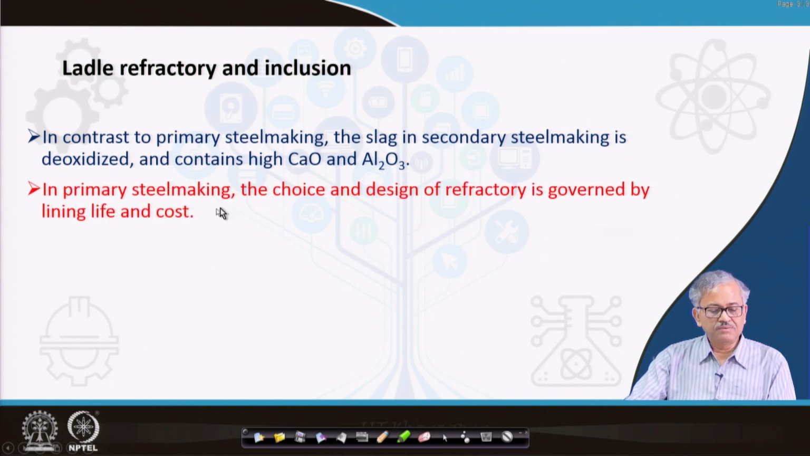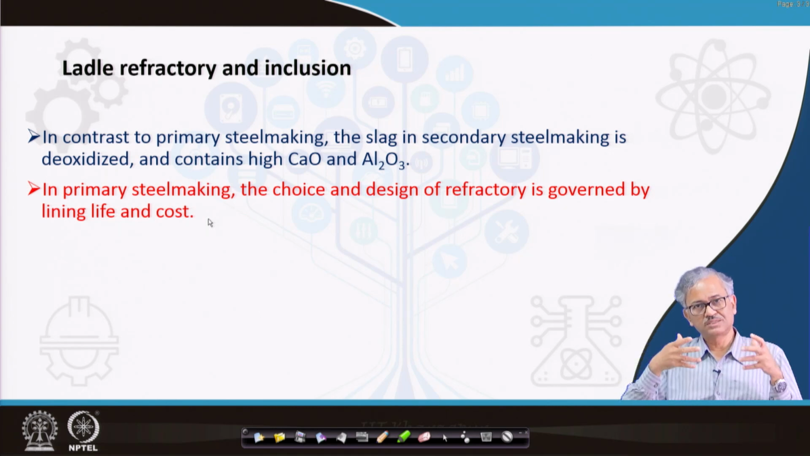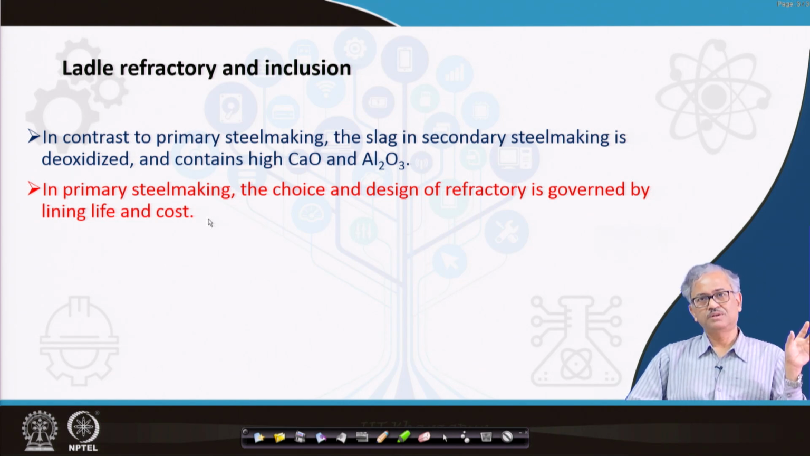Second thing is that in primary steel making, the choice and design of the refractory is governed by the lining life and the cost of the process. In addition to that, in secondary steel making, you also have to give attention to the quality of steel because of the refractory, because mechanical and chemical erosion of the refractory is very important, and that depends on the properties of the refractories.